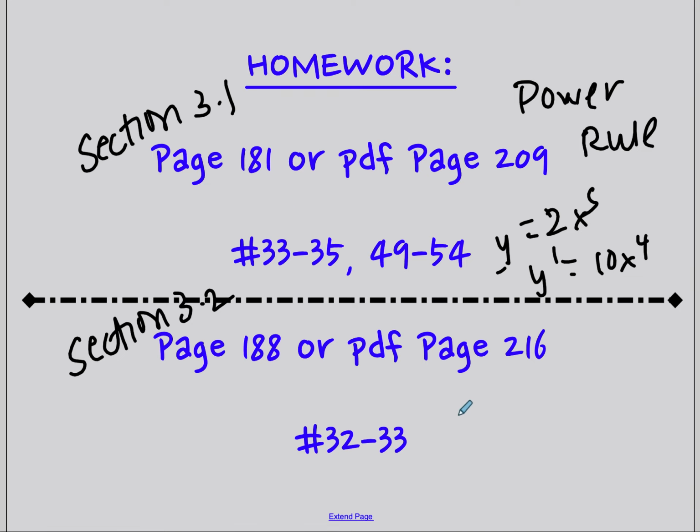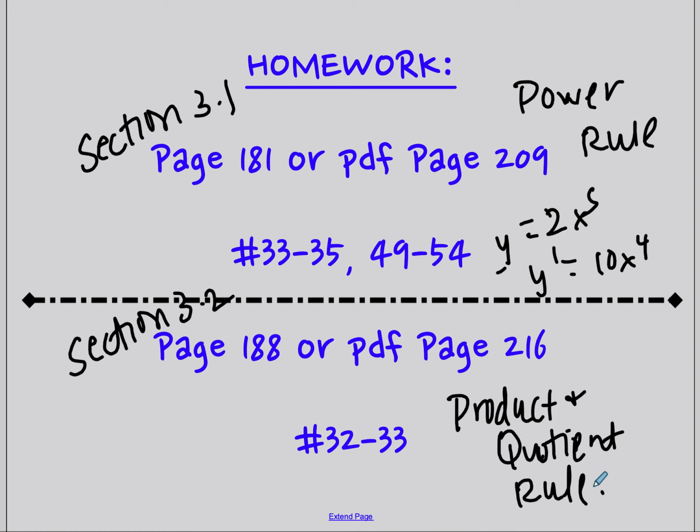Section 3.2, that is where you guys did product and quotient rule. So you'll have to probably do product and quotient rule in this section. Okay, so just as a heads up. Otherwise, that is it for our applications of derivatives.